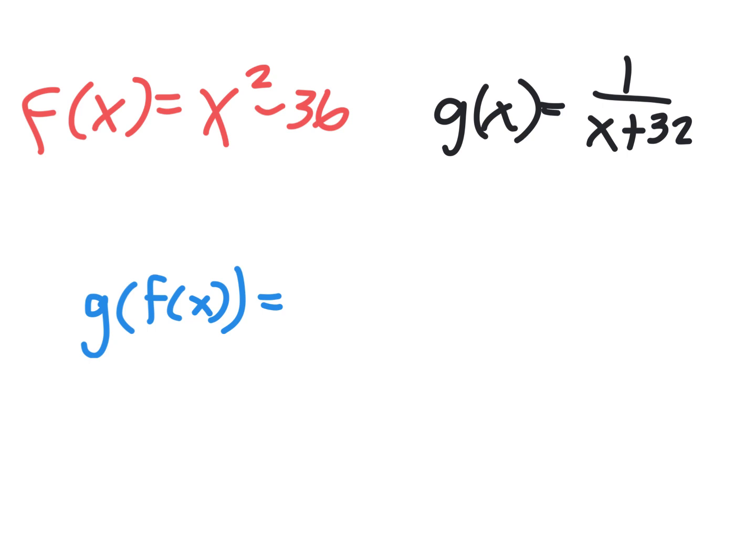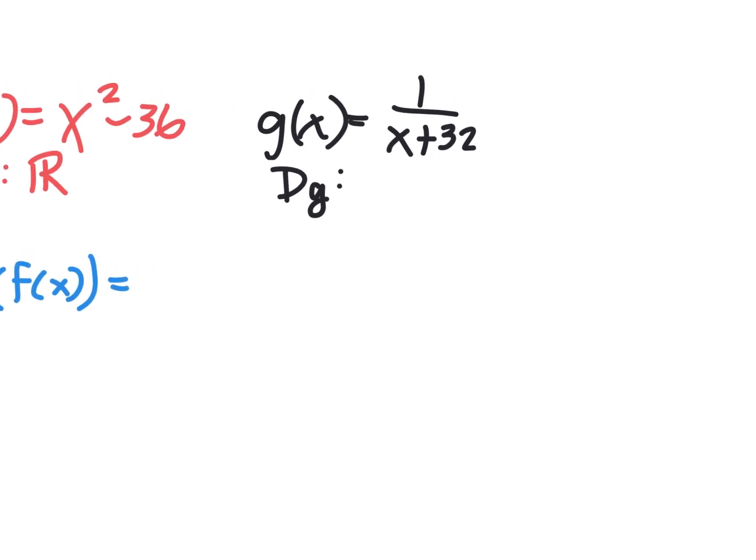Okay, g of f of x. So I'm going to start by doing what I said I would do first, which is the domains. Domain of f was all reals. How many of you had that on your paper? Awesome. Next one, domain of g is everything except it can't be negative 32. So I'm going to put a negative 32 on a number line. I like to do it this way. That's how I do it.